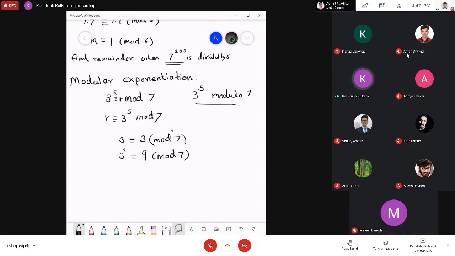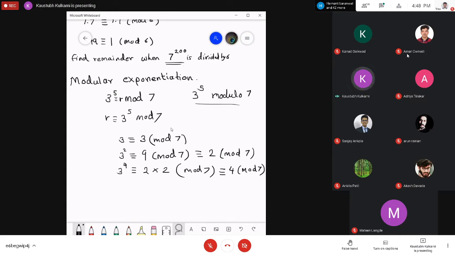But if you want to write it in terms of least positive residue, you can actually perform the division and say that it is congruent to 2 mod 7, because 9 when divided by 7 leaves a remainder of 2. So you can say that 3 square is congruent to 2 mod 7. Then 3 raised to 4 is 3 square into 3 square. Now on this side you have 2 into 2 mod 7, so therefore it is congruent to 4 mod 7.